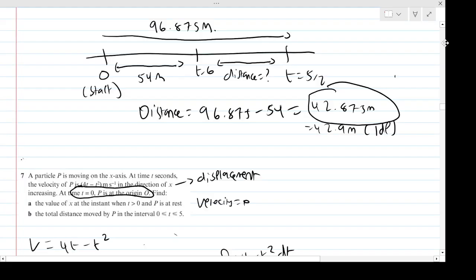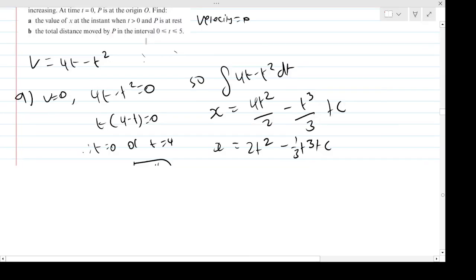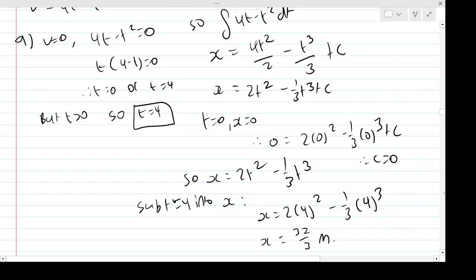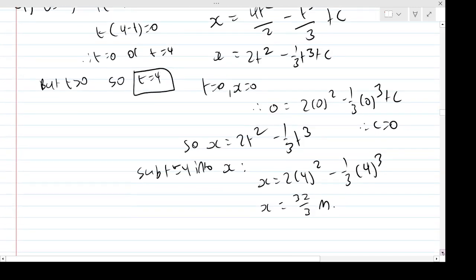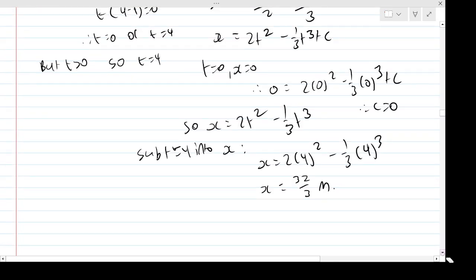Then for part B, it wants the total distance travelled by p in the interval 0 to 5, so between t=0 and t=5, right? In the first 5 seconds. So the total distance then, well, again, we can use either method. We can use 2 methods of substituting into the displacement. I'll tell you what, I'm going to do both again. But this time I'm going to start with the integral method first. So I'm going to say method 2, the integral, but I'm going to do that first, just to make it match with the last example.